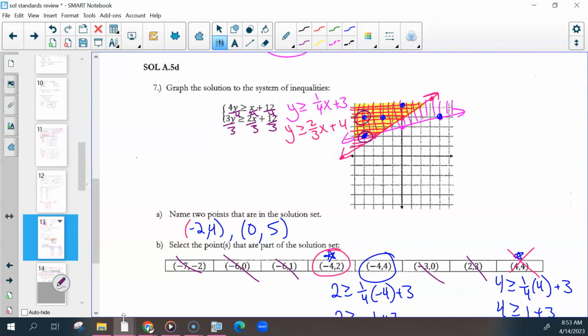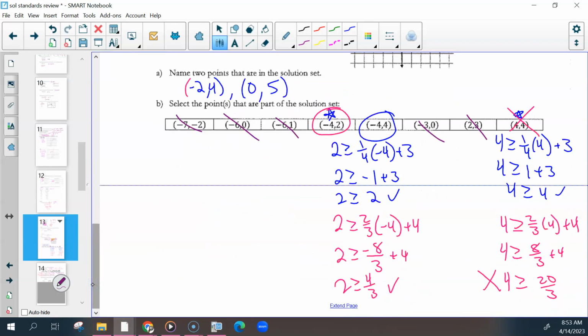Anyone still writing any of this down? If you want this work, you can write it, but again, not a necessity for at least the second one. The first one, you may have had to check algebraically.